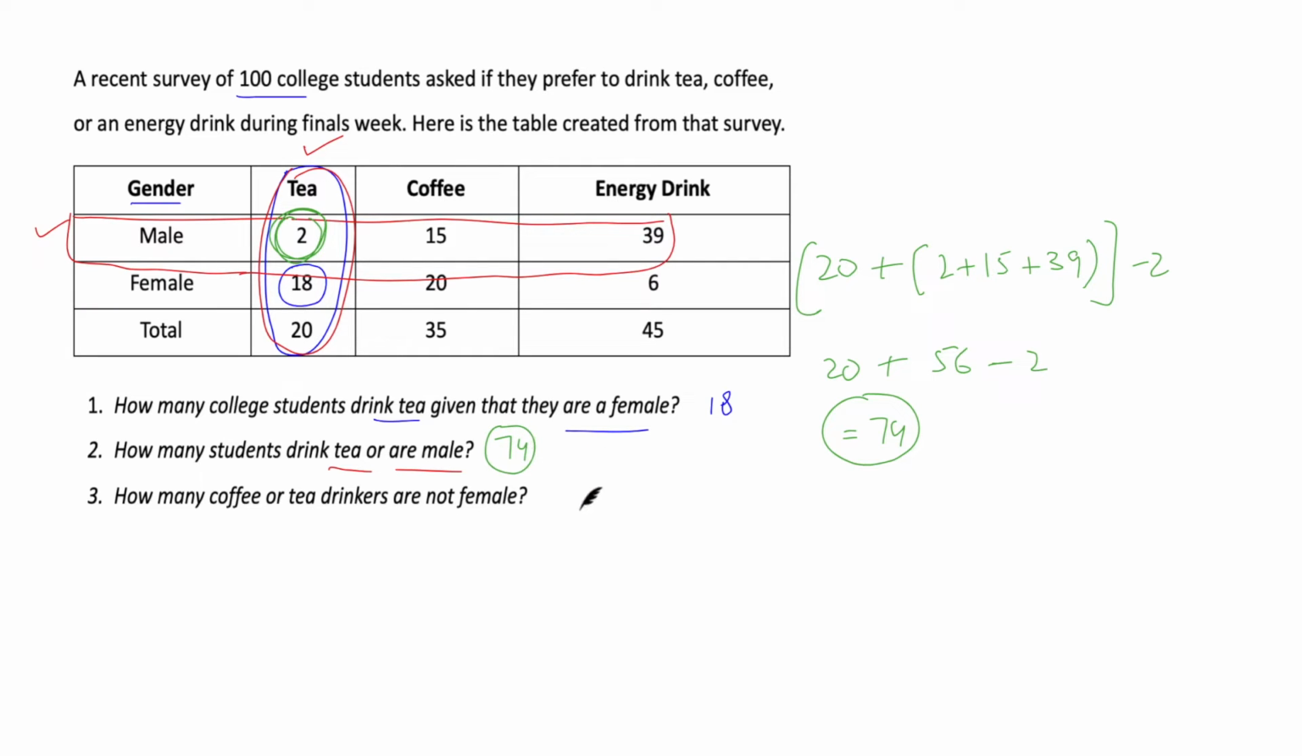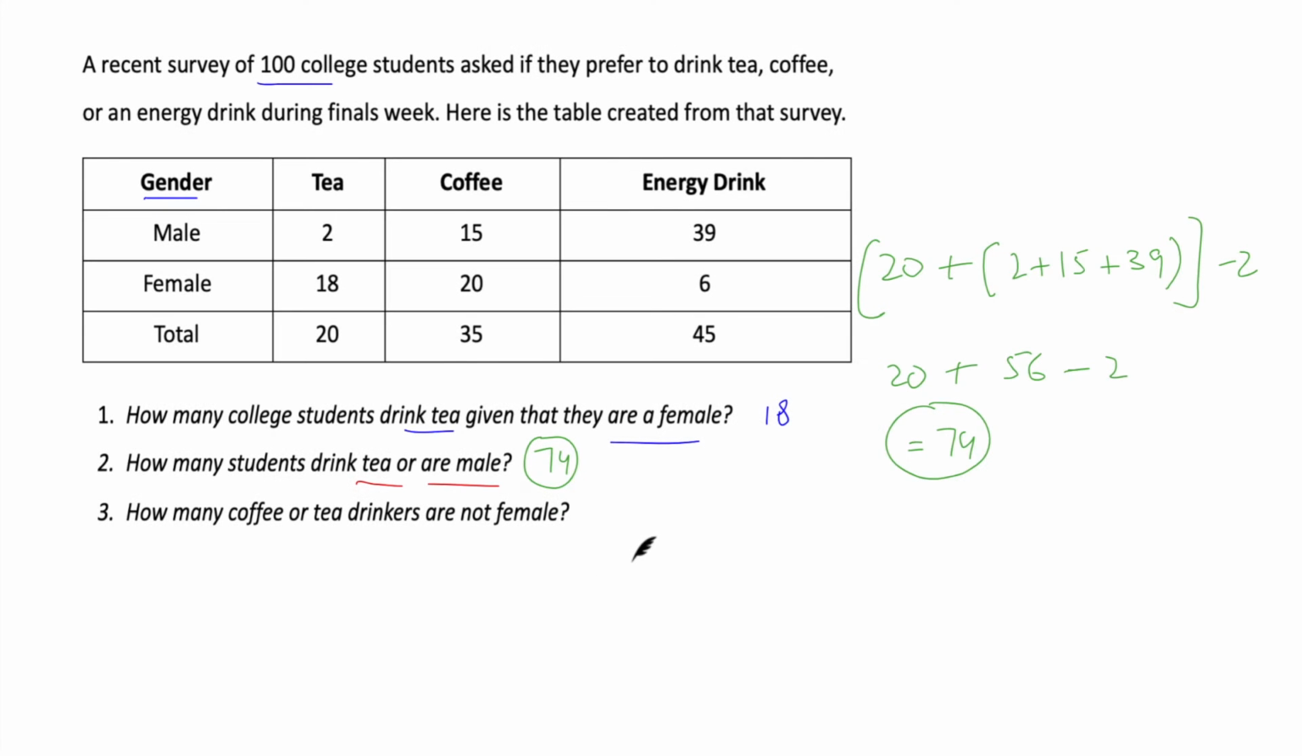Now let's have a look at the third question. I have erased the working because it was getting really messy. Let's have a look at this question. How many coffee or tea drinkers are not female? How many coffee or tea drinkers? So what do you do? You close this region first. So we are looking at this region, tea or coffee drinkers. This is our box that we are looking at.